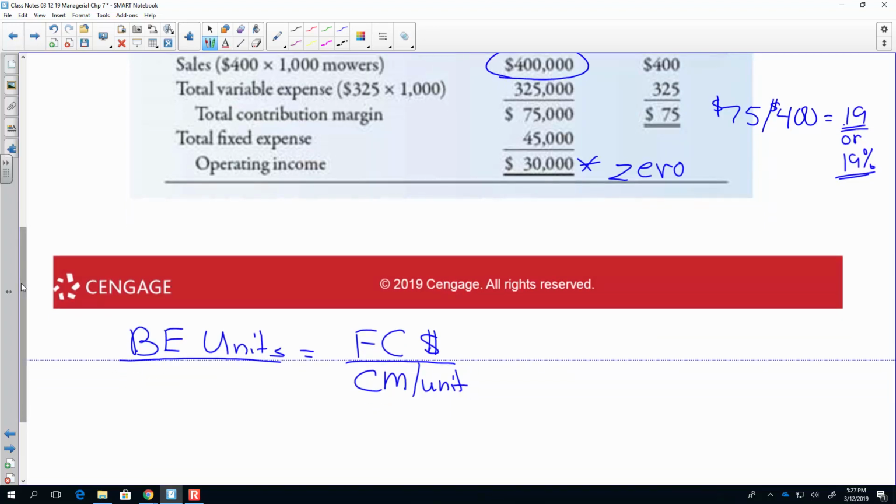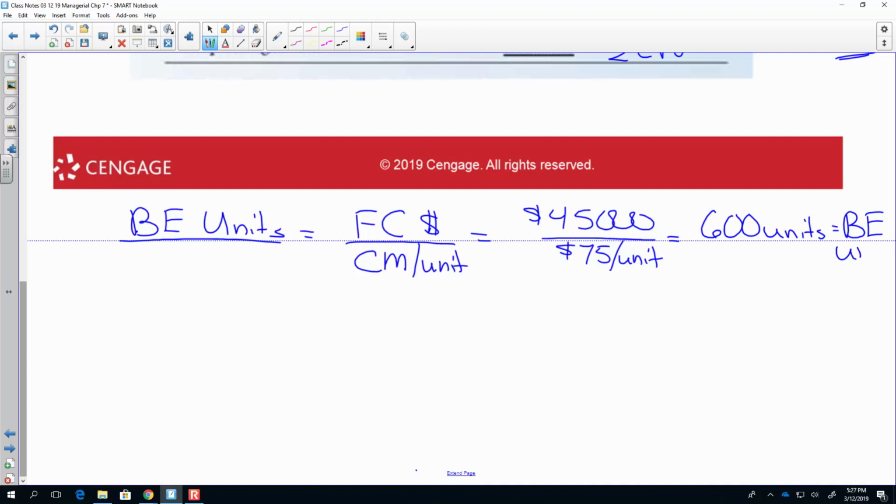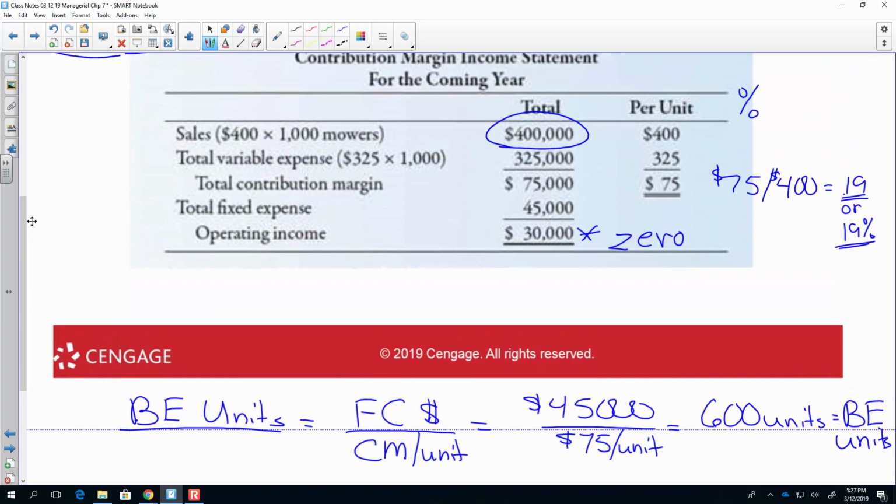And what is my margin per unit? 75. So 45,000 divided by $75 per unit gives me 600 units. That's my break-even in units. So if I put 600 units into this income statement instead of 1,000, I would break even or have a zero profit.